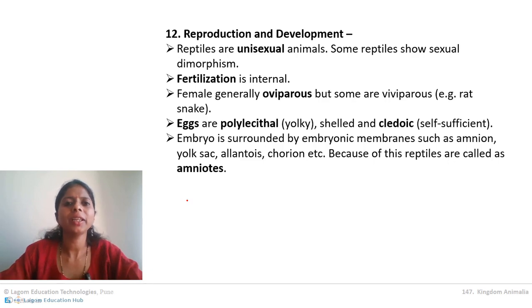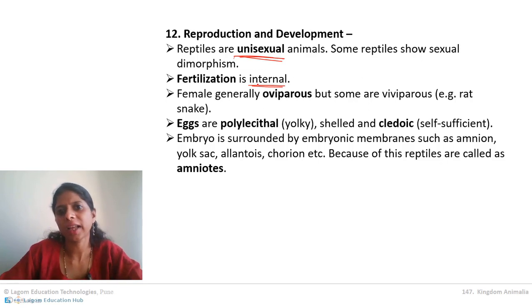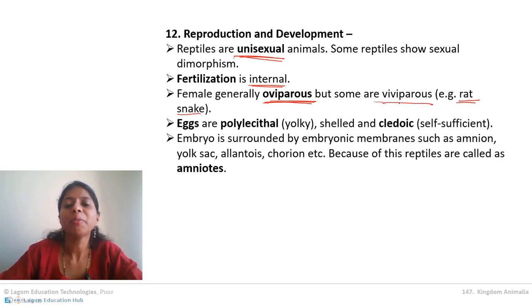When we consider reproduction in reptiles, all the reptiles are unisexual, meaning male and female are two different individuals. Fertilization is always internal. There is no external fertilization. Now females are oviparous. What do you mean by oviparous? Females are egg laying. But there is an exception. Rat snake is a kind of snake which is viviparous, which gives birth to a baby snake.